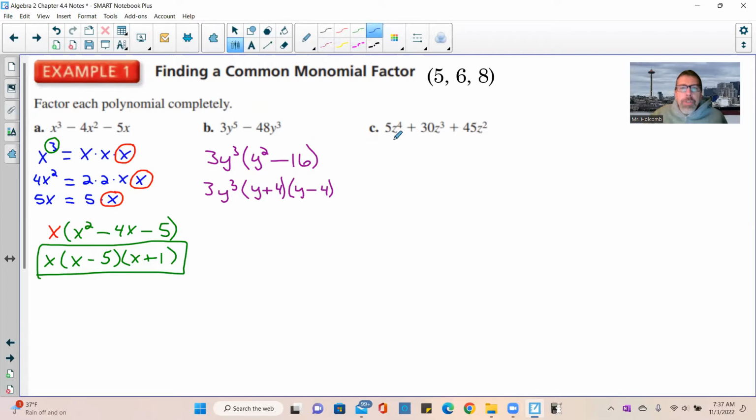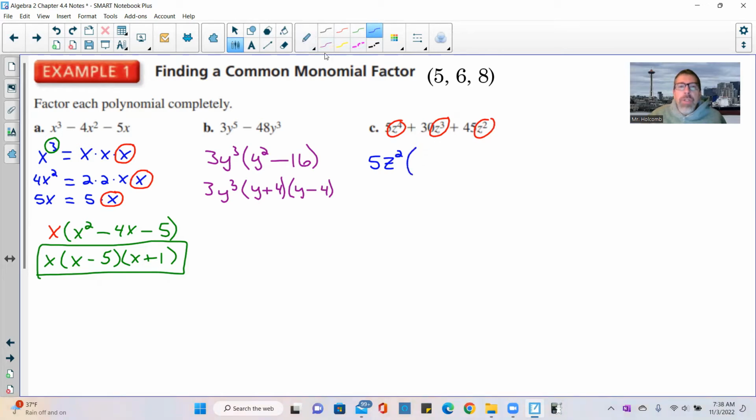Okay, so the last one, first I look at the coefficients, 5, 30, and 45. The lowest of the three is 5, and 5 will go into 30, and 5 will go into 45, so 5 is a common factor. Then I look at the variables: z to the fourth, z to the third, z squared. The lowest one is the common factor, so I can take out at most z squared, 2 z's from each one.